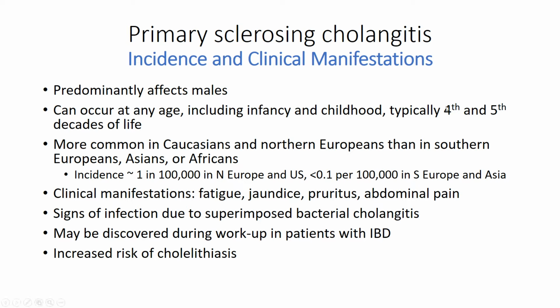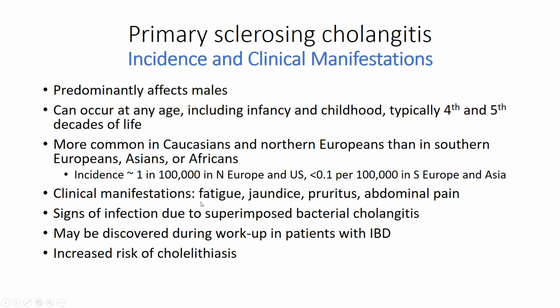So for purposes of tests or whatever, you have 4th to 5th decades is what's written in books and in the literature, but it can occur earlier. It's more common among Caucasians and Northern Europeans than in Southern Europeans, Asians, and Africans, and the incidence is estimated to be 1 in 100,000 in Caucasians in the US and Northern Europeans, then in Southern Europeans and Asians, which is estimated to be less than 0.1 per 100,000.